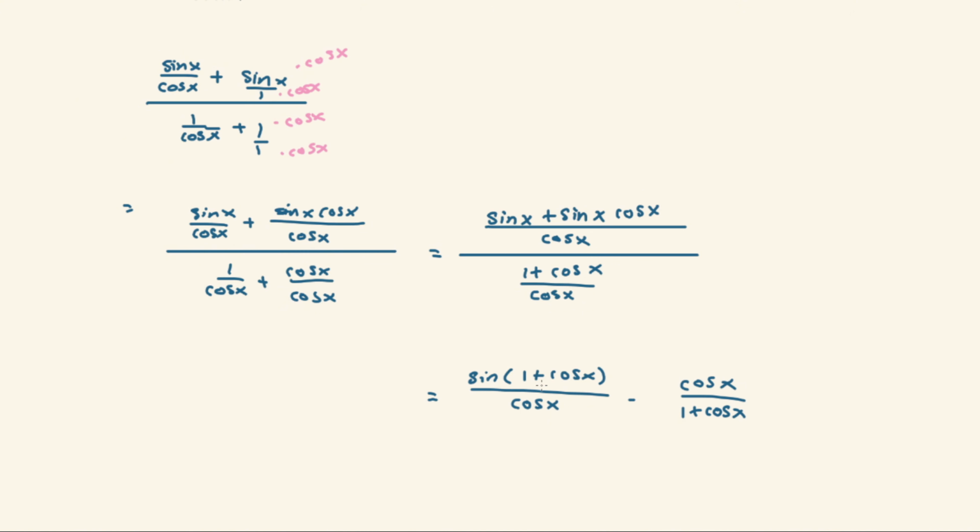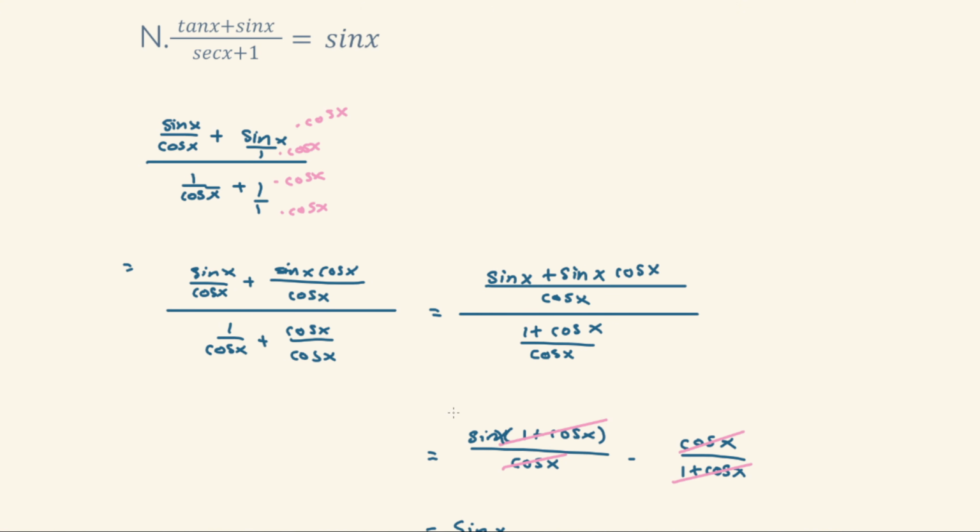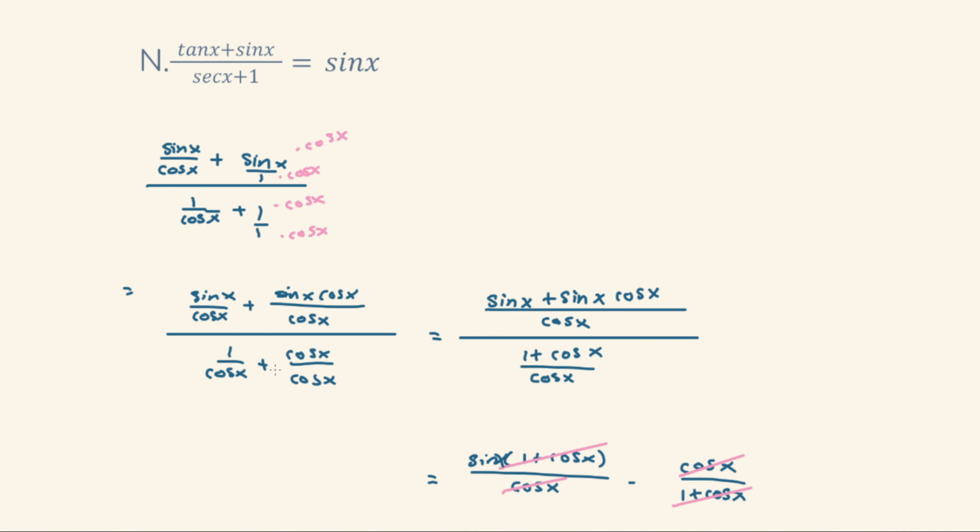Well, what do you notice here? I have a 1 plus cos x in my numerator, and I have a 1 plus cos x in my denominator. Those are going to cancel out. And here I have a cos x and a cos x. Those are going to cancel out. That's going to leave me with just sine x. Oops, I forgot the x here. Sine x, okay? And that's what I wanted to show from the start here, right? Over here. So that's good, right?